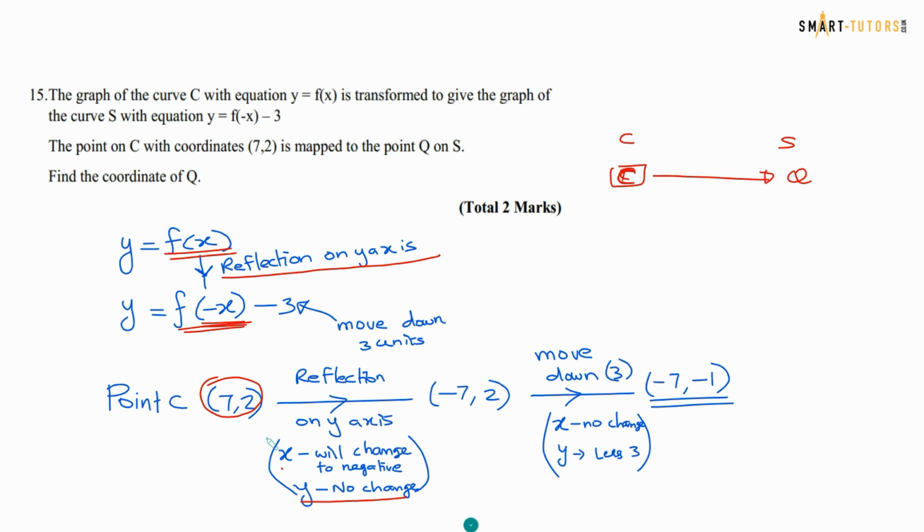Now there is minus 3 here. This minus 3 means the graph is moving down by 3 units. When you're moving down by 3 units, the y coordinate is going to take away 3. So 2 take away 3 is minus 1. So (-7, -1) is the final answer for question number 15.